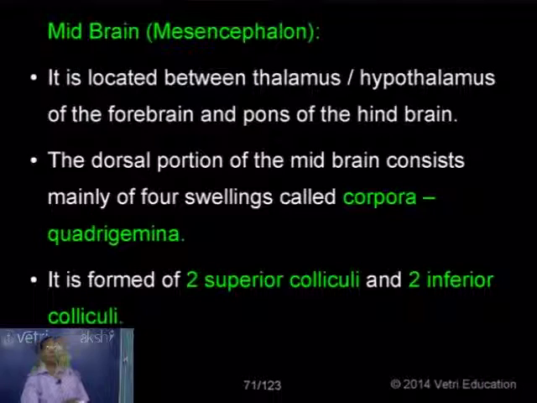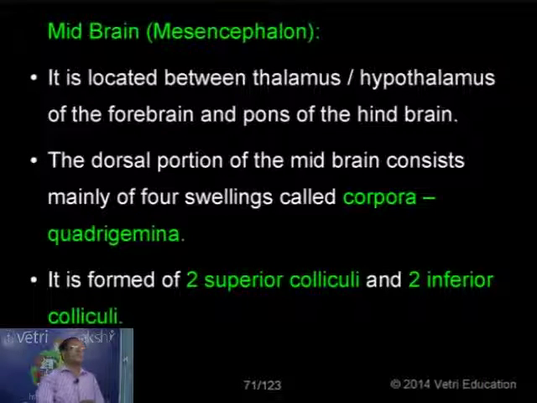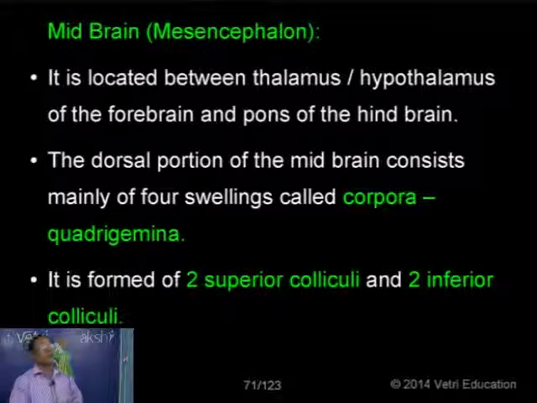Now the midbrain, mesencephalon. The midbrain is located between the forebrain and hindbrain. Specifically, it is located between the thalamus and hypothalamus of the forebrain and the pons of the hindbrain. Anyway, it is situated between the forebrain and hindbrain, specifically between the hypothalamus or thalamus of the forebrain and the pons of the hindbrain.